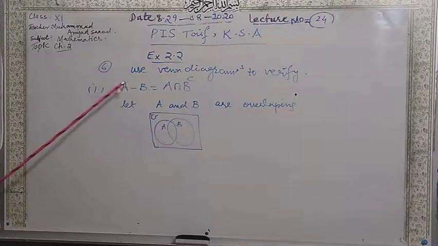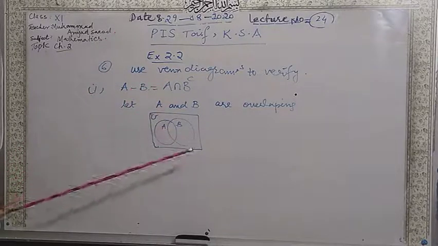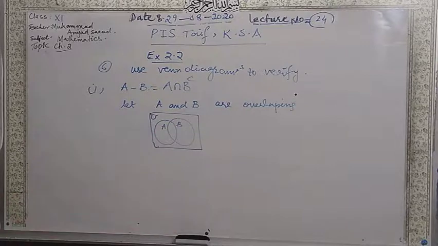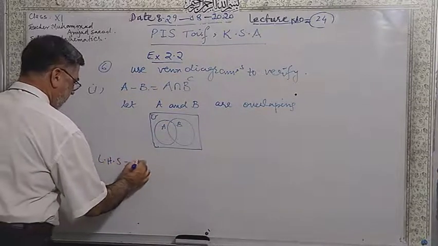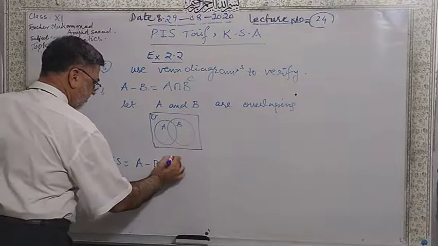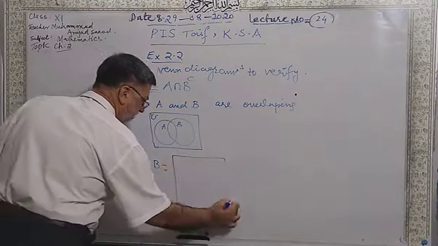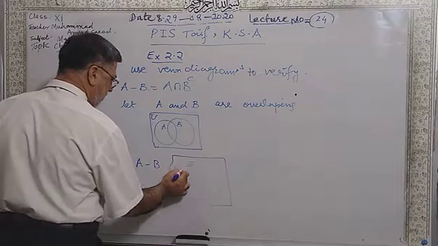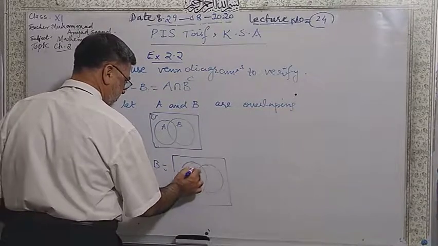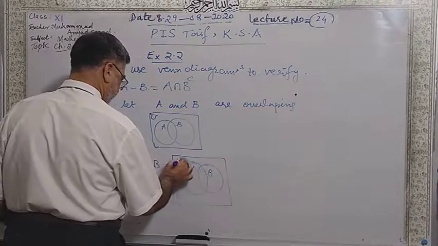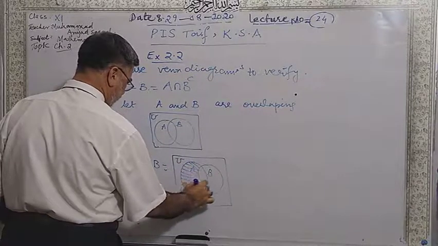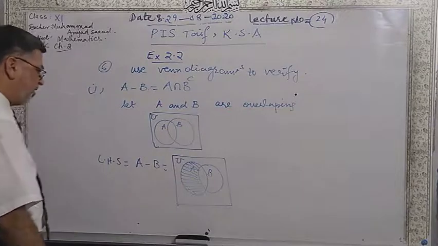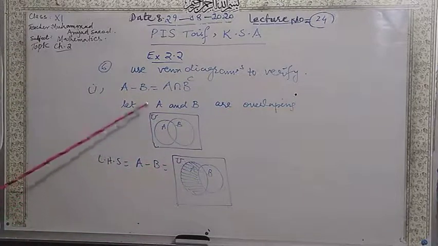After that, we will take the left hand side and the right hand side, and we have to prove that they are equal. First of all, left hand side, A difference B: members of A which are not in B. Remember that this is your left hand side.